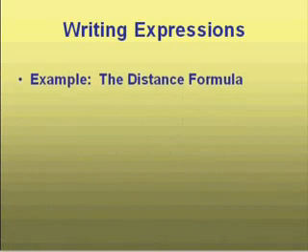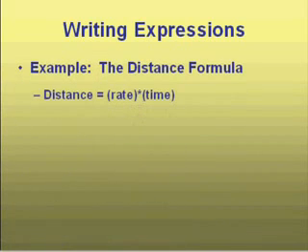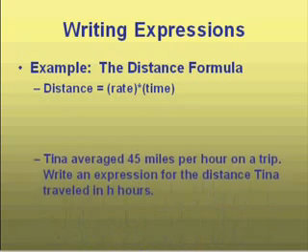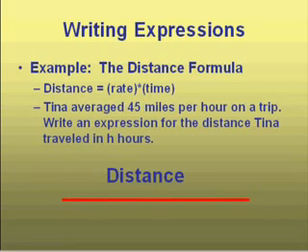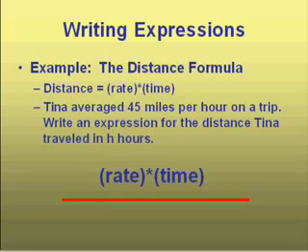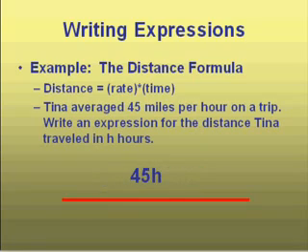Example: the distance formula. Distance equals rate times time. Tina averaged 45 miles per hour on a trip. Write an expression for the distance Tina traveled in h hours. We can let this line represent the distance that Tina traveled in h hours at 45 miles per hour. That means this line is equal to the rate times time. We substitute 45 for the rate and h for the time, and see that the distance Tina traveled is 45 times h.